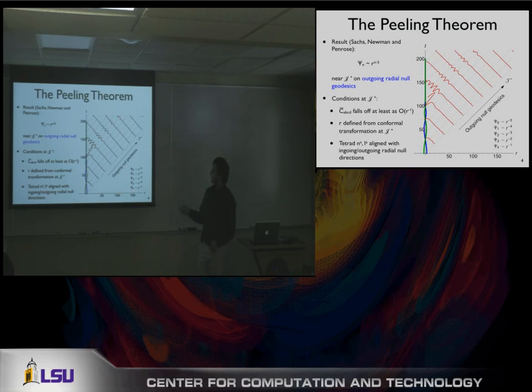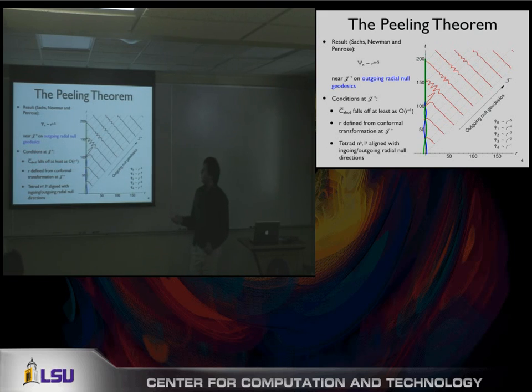And here are the fall-offs that are expected for the different components. So psi4 is 1 over r, and that's why you get a non-zero flux at scri plus. Psi0 is 1 over r to the 5, and it decays very, very rapidly. There are various mathematical conditions at scri plus, which must be satisfied in order to prove this theorem. And basically none of these conditions are things which we can check numerically.